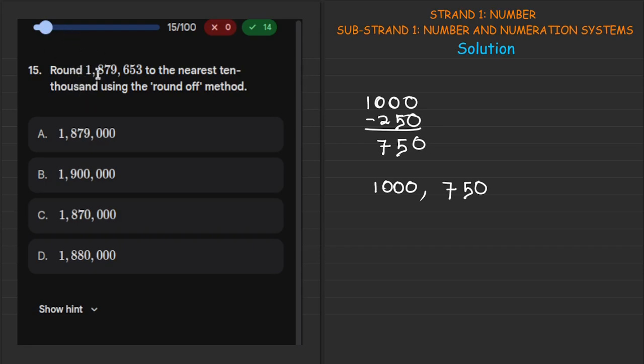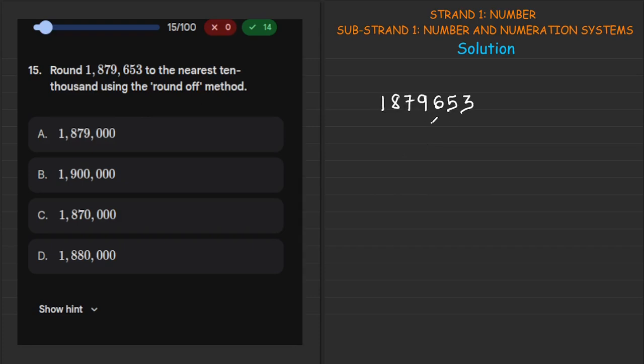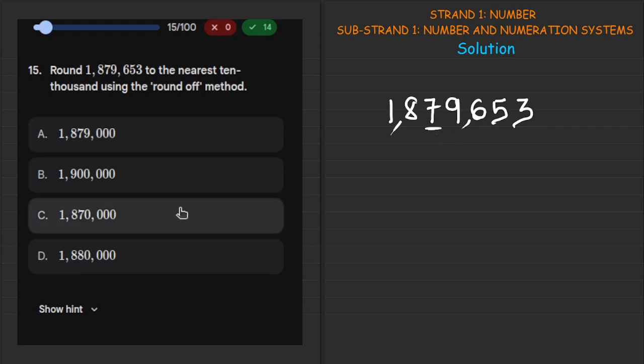Our next question says we have to round 1,879,653 to the nearest 10,000 using the round off method. So this is our number here, and take note, it says we should round it off to the nearest 10,000. If it's 10,000 we are talking about, then what number do we have in the place of the tens of thousands? We have 7. 7 is in the place of the tens of thousands. Since we are rounding off, we need to consider the decider. In this case, the decider is 9. That is the digit in the thousands place.